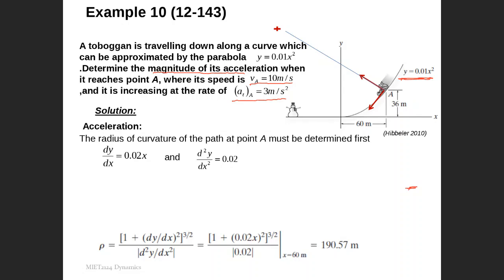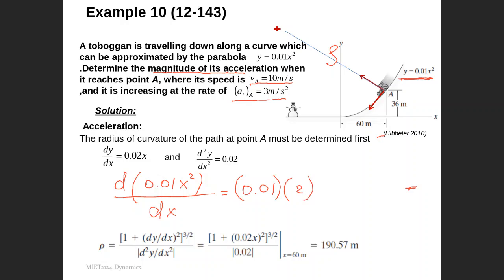So we have to find the radius. We have to find the radius of curvature. So this is the radius which we have to find, and we need the first x derivative of the path and the second x derivative of the path. So the first x derivative will be 0.01 x squared dx, and it will be equal to 0.01 multiplied by 2 multiplied by x, and x is equal to 60 meters.